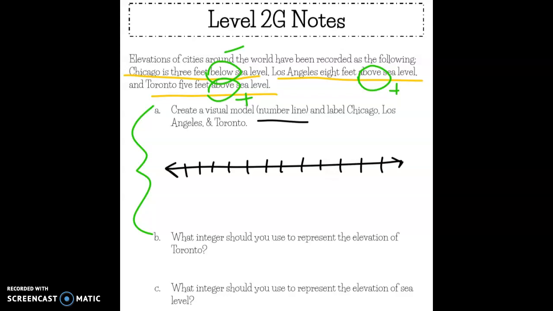To figure out your scale, I know that I need to fit 3, 5, and 8 on my scale. But I have a negative 3, a positive 8, and a positive 5. So I'm going to have you pause your video to make your number line right now. When you're ready, you can unpause your video and we can see how your number line turned out.